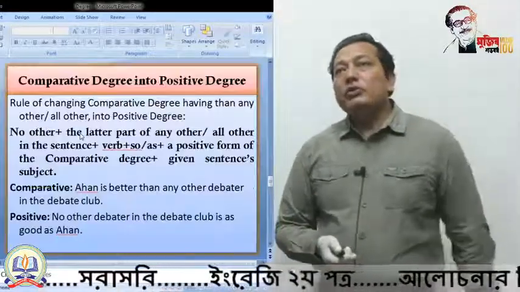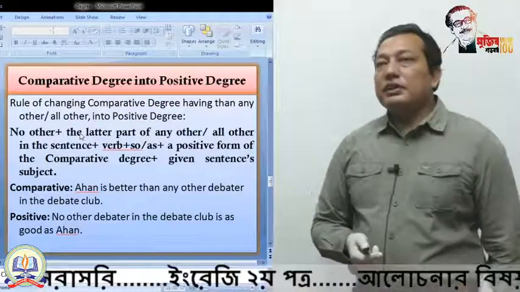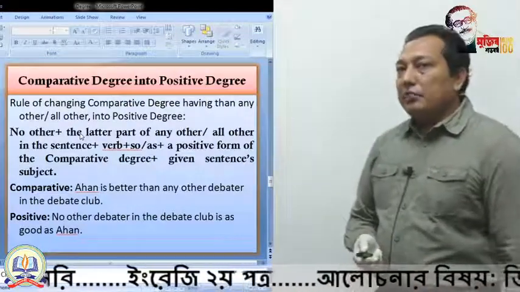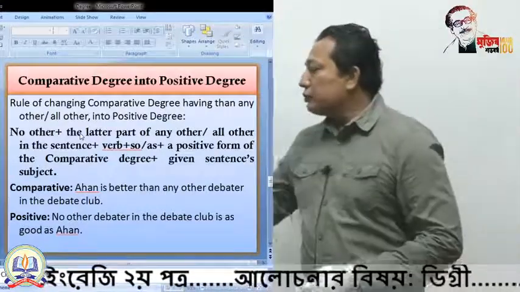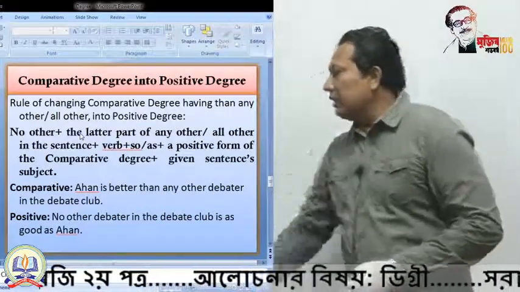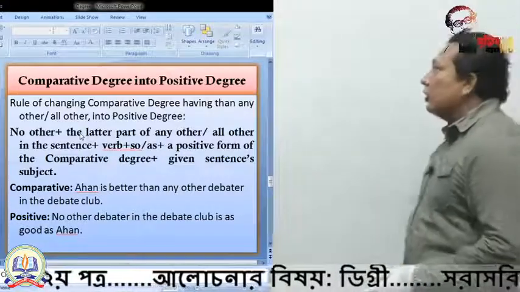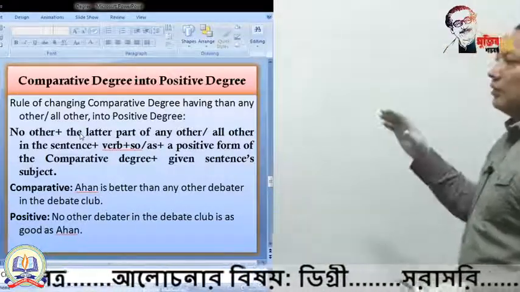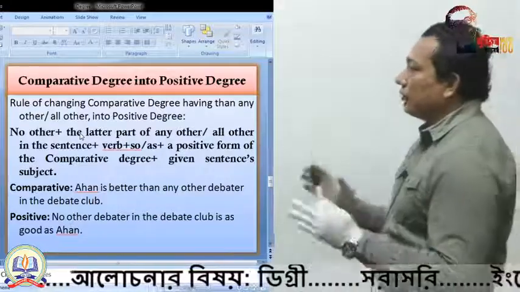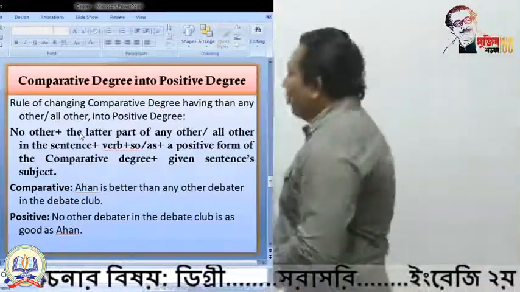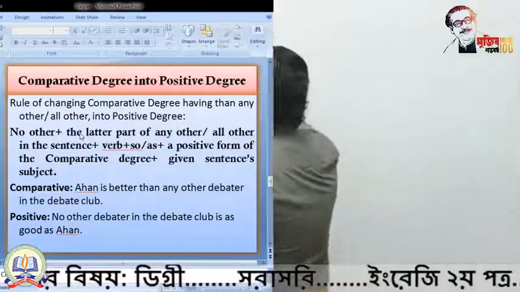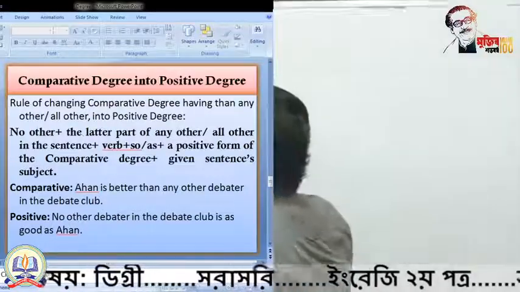Comparative degree into positive degree. Before going to comparative degree into positive degree, I want to clarify about superlative to positive. Then I am using the board, and my dear students, just notice and follow some very fundamental structure from superlative to positive. Actually, we have found the superlative degree is started with "the."